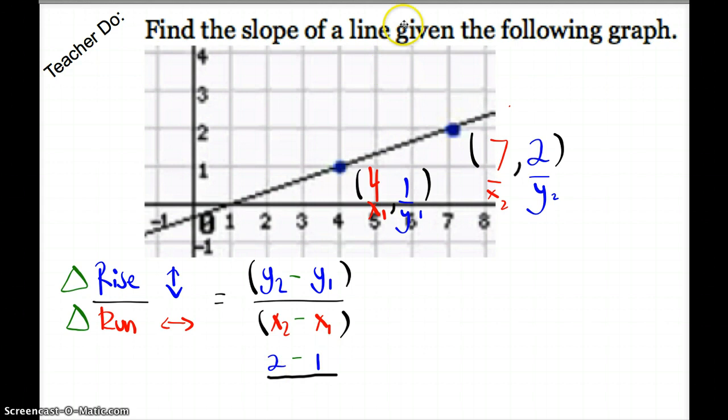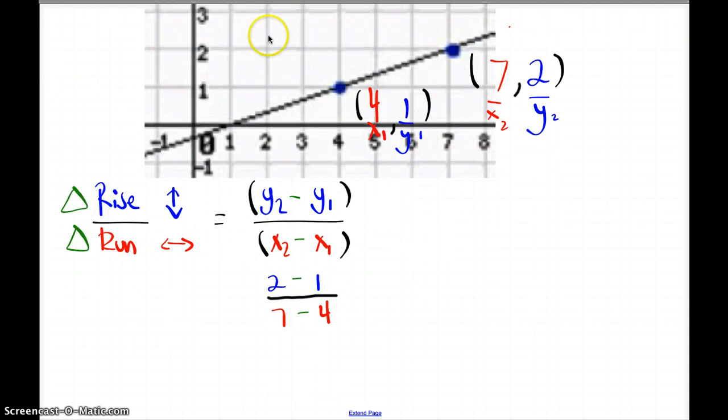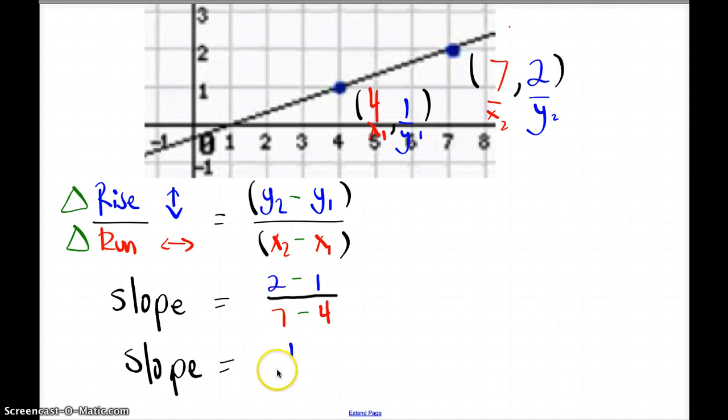And our denominators are the red domain values, which is x2 again, 7 minus 4, and again the subtraction sign in between. Okay, let's scroll down a little bit. This is again our slope. And slope is 2 minus 1, which is again our rise value of 1, and then 7 minus 4, which is our x value or run value of 3. Again, both of these numbers are positive. That's the way we've been learning, so we'll stick to that.